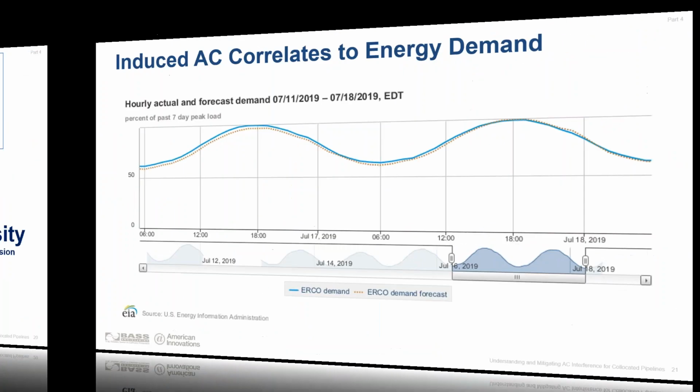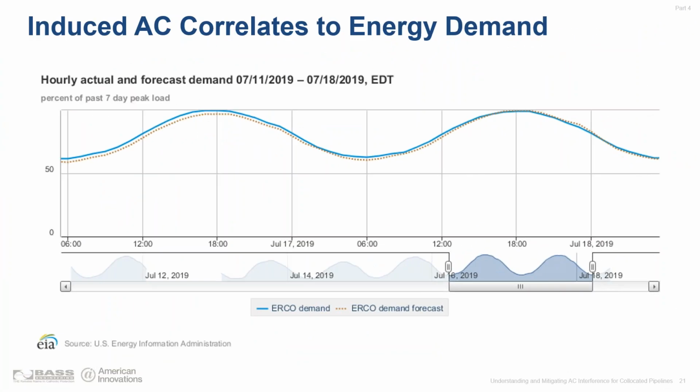So whenever you're going out and taking measurements manually using your multimeters, that measurement is just a measurement in that point in time. But AC interference is cyclical. So it's going to be cyclical on a daily basis and also seasonally throughout the year.